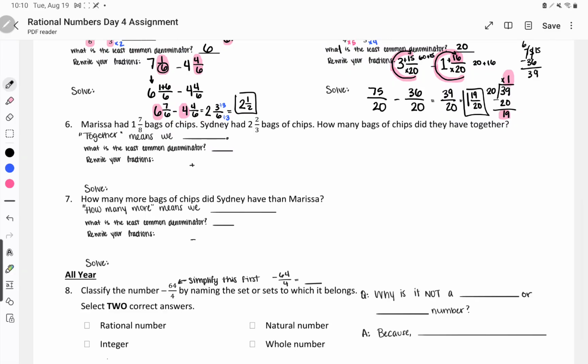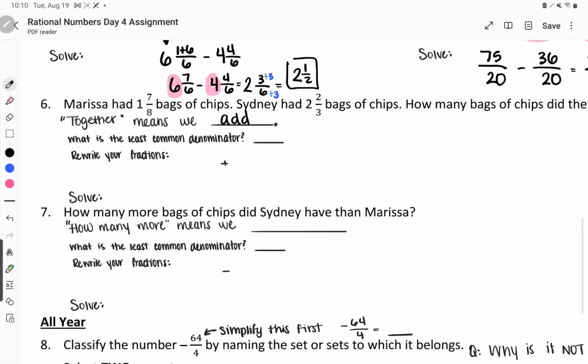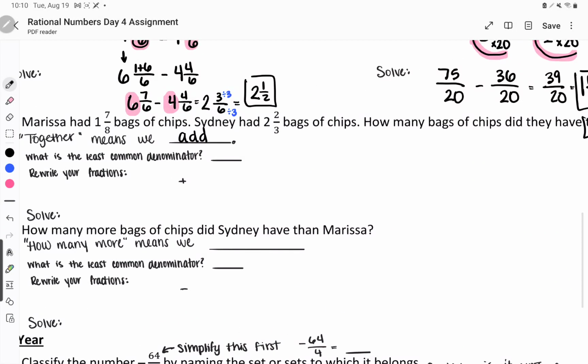This one says, Marissa had 1 7/8 bags of chips. Sydney had 2 2/3 bags of chips. How many bags of chips did they have together? So we see this word together. What does that mean? We add them. So remember, when we add or subtract fractions, what do we have to have? A least common denominator. So I have 8 and I have 3.